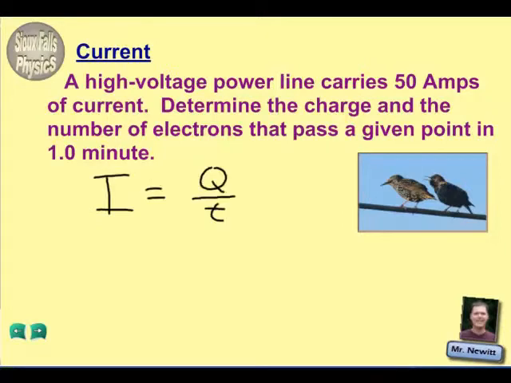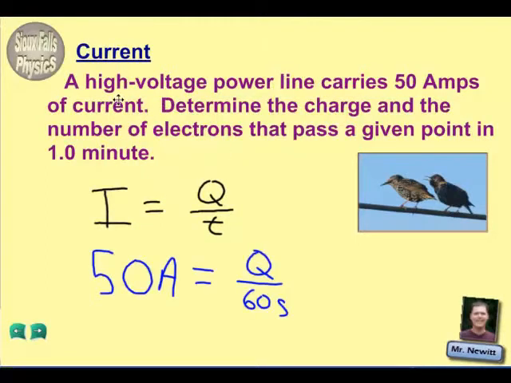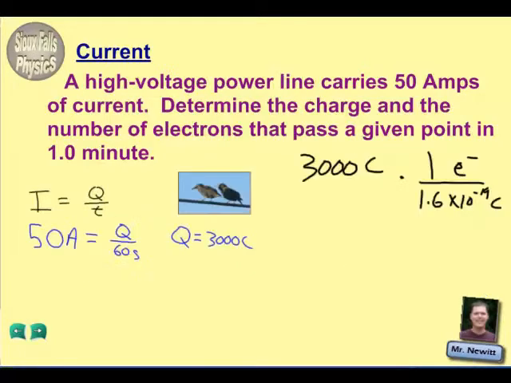Well, we know that the current is equal to the charge per unit of time, so I equals Q over T, and we have been told that the current is 50 amps, and that the time is 1 minute. So we need to make sure that we substitute in 60 seconds for our time. We need that time unit to be in seconds. So then from this we can solve for Q, and we get a Q value of 3,000 coulombs.